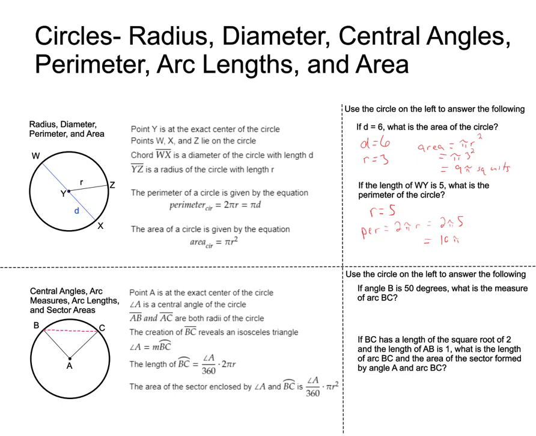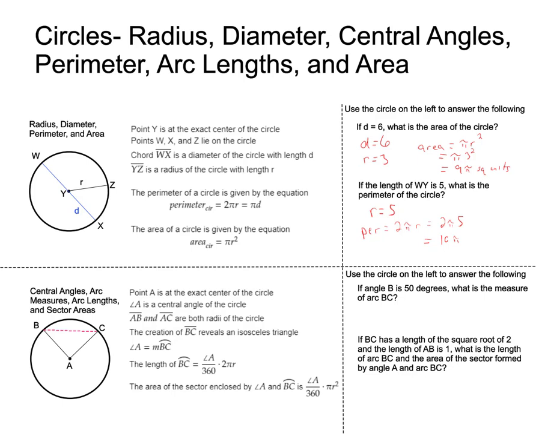The length of arc BC is equal to angle A over 360 times 2 pi r. In other words, all we're doing is we are taking the proportion of angle A to the total number of degrees in a circle, and then using that and multiplying it by the perimeter of the circle to get the length of just that segment. The area of the sector enclosed by angle A and arc BC is angle A over 360 times pi r squared. Let's use that circle on the bottom left to answer a couple of questions.